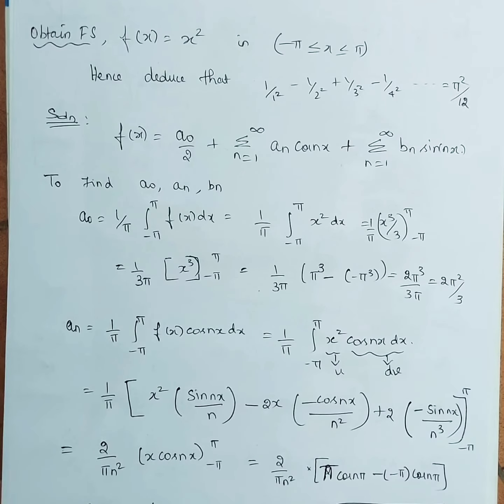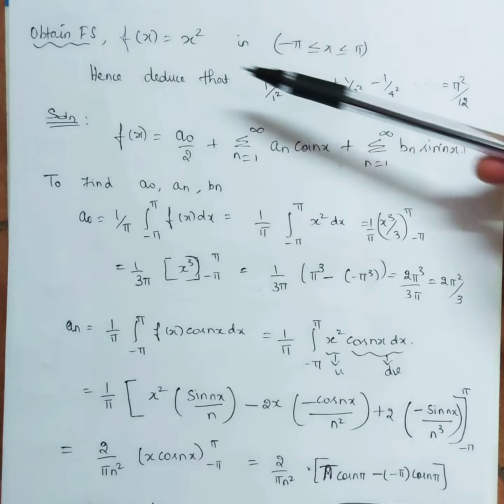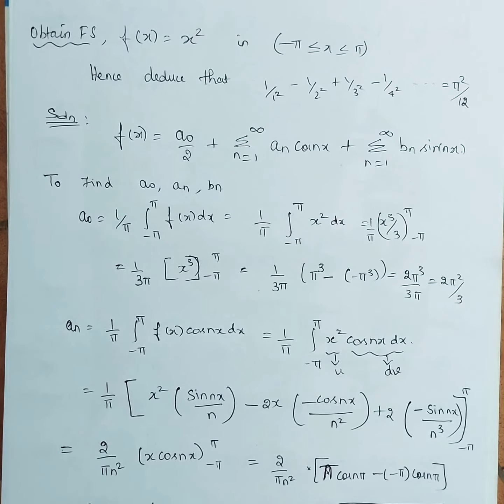Hello everyone. In this video, let's solve some problems in Fourier series. That is, given a function in the given interval, we are going to express that in terms of sines and cosines. Consider this example: f of x is equal to x square. What is the interval? They have given minus pi to pi. So we are going to obtain the Fourier series, and after that we are going to deduce this.